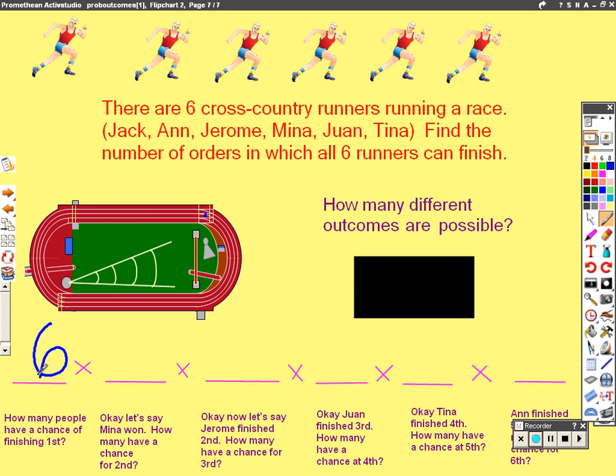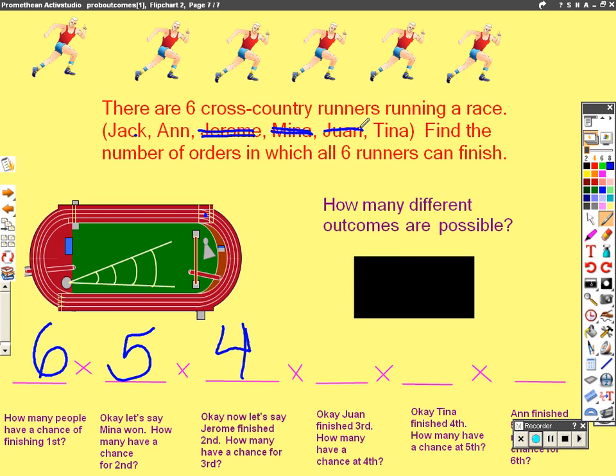All right, well, Mina, she finished first. So Mina's out of the running. She won. So now we're trying to figure out who finishes second. So we have Jack, Ann, Jerome, Juan, and Tina still left. So we have 5 people competing for second. Okay, Jerome finished second. So let's get Jerome out of there. Okay, so now we have Jack, Ann, Juan, or Tina to finish. We have 4 people that could finish third.